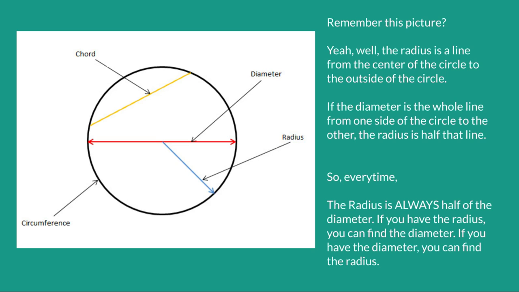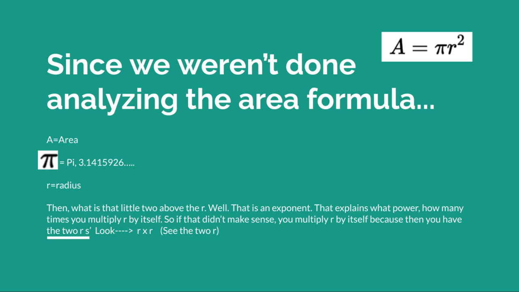Remember this picture? Well, the radius is the line from the center of the circle to the outside of the circle. If the diameter is the whole line from one side of the circle to the other, the radius is half that line. So every time, the radius is always half of the diameter. If you have the radius, you can find the diameter. If you have the diameter, you can find the radius.